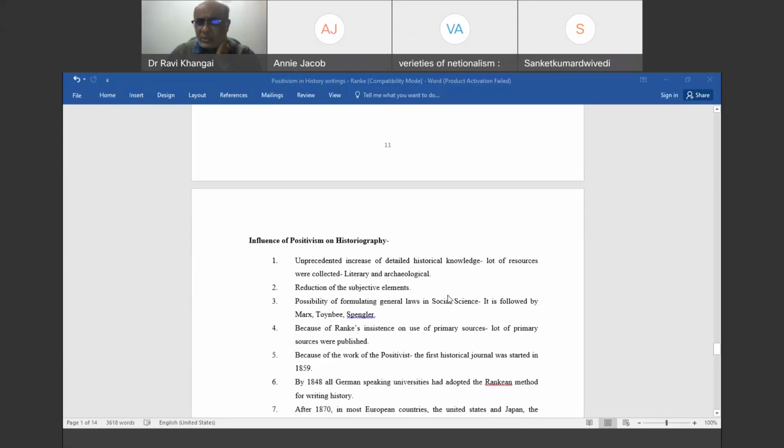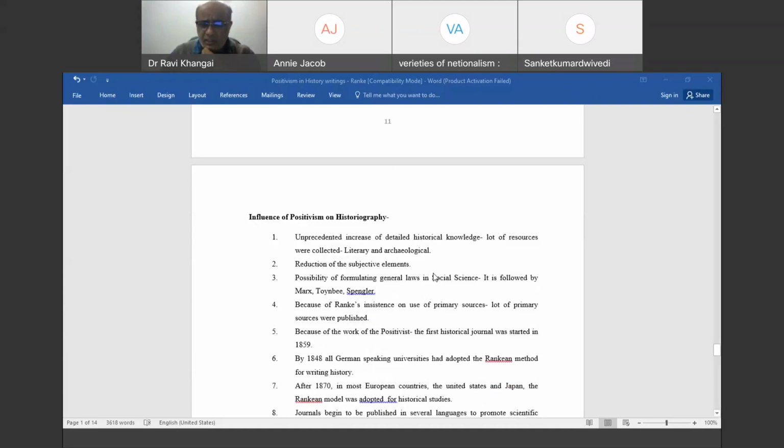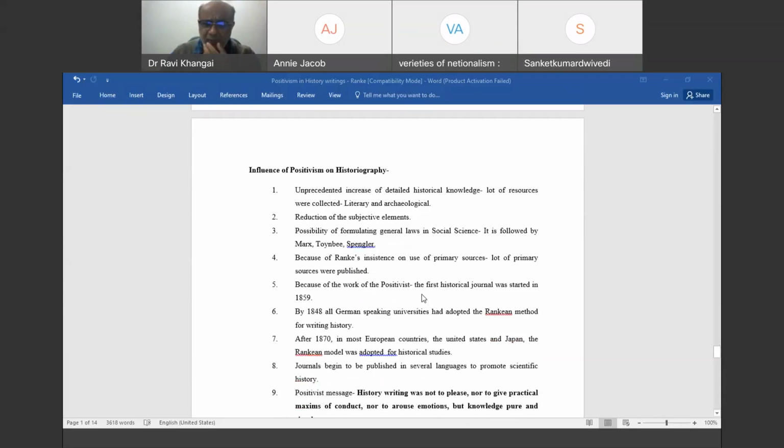Subjectivity has reduced. Now you must write objective history. You understand subjectivity and objectivity? Subjectivity is your personal opinion, and objectivity is that which is based on your observations. General laws began to be formed. A lot of primary sources were published. Historical journals have started. Well, this I have already told. Ranke's method became widespread in Europe.